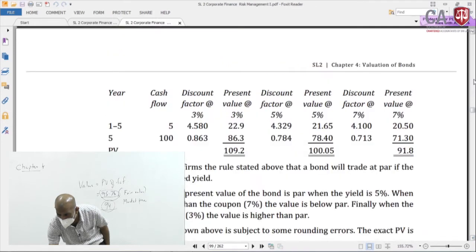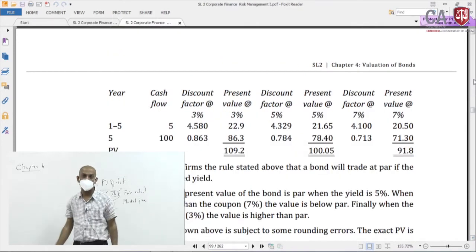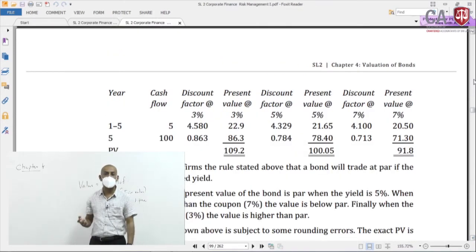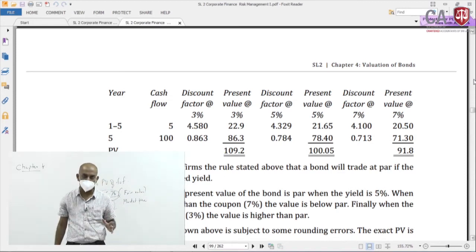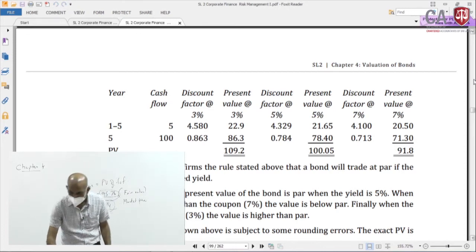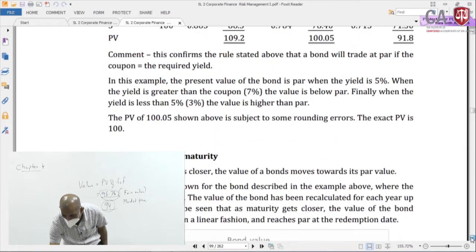But if your return requirement and the coupon rate are equal, that means return requirement is 5% and coupon rate is 5%, then your market value will be equal to your face value. That is 100 rupees. In this example, you can see they say 100 rupees at 0.05, and they have accepted its exact value as 100, but when you actually calculate the decimals, a slight change can be there.